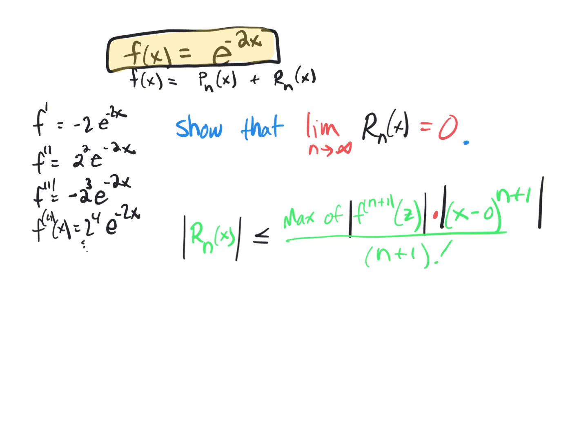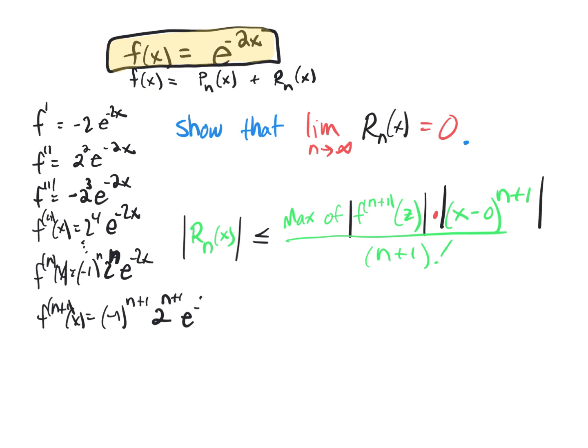And so we've established that the nth derivative is going to be alternating. So we could have a negative 1 to the nth power, that's a power of 2, and e to the negative 2x. So the n plus 1 derivative will be negative 1 to the power of n plus 1 times 2, oops, this is supposed to be an n right there, so 2 to the power of n plus 1, e to the negative 2x. There's the n plus 1th derivative.